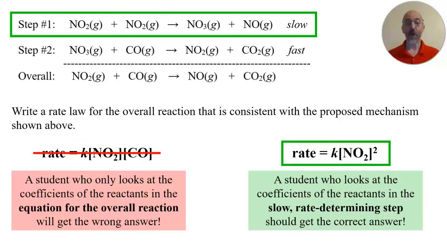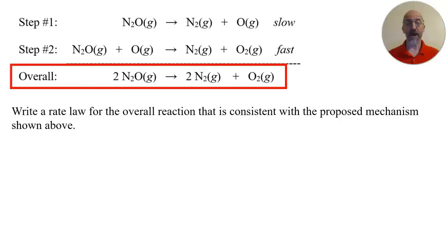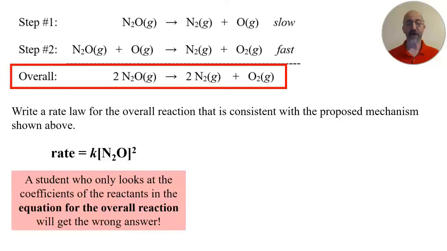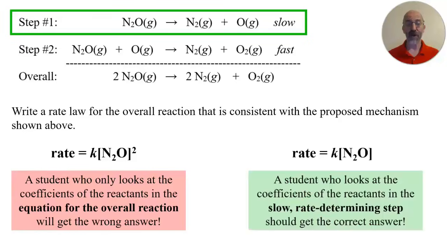All right, let me show you one more example of that situation. So again, here's a two-step mechanism. Here's the overall balanced equation for the reaction. So a student that says, I'm just going to focus on the coefficient of 2 for the N2O in the overall balanced equation, they would write a rate law incorrectly. But if instead we focus on the fact that in the slow rate determining step, there's only 1 molecule of N2O, a student who does that should get the correct answer. So just a little piece of advice to make sure that you are successful on a question like this on the AP Chemistry exam.